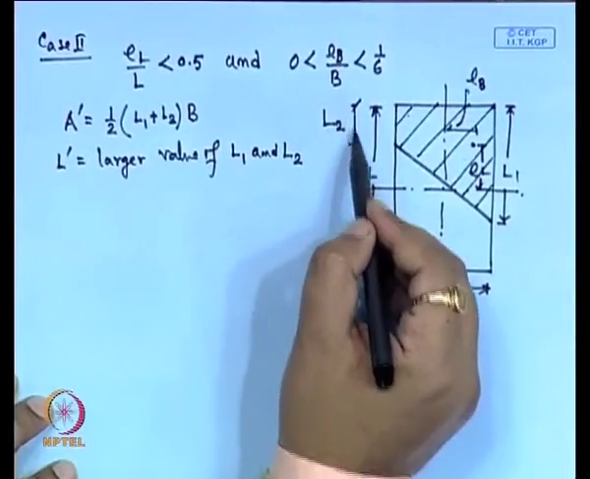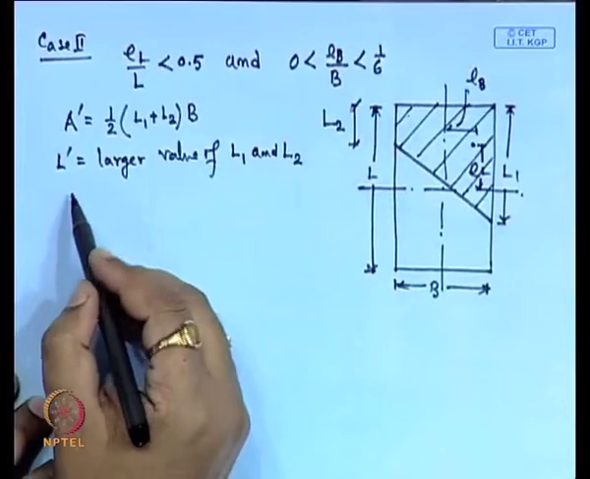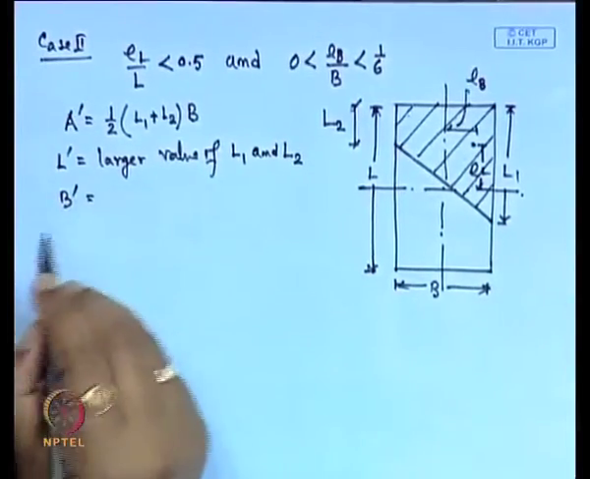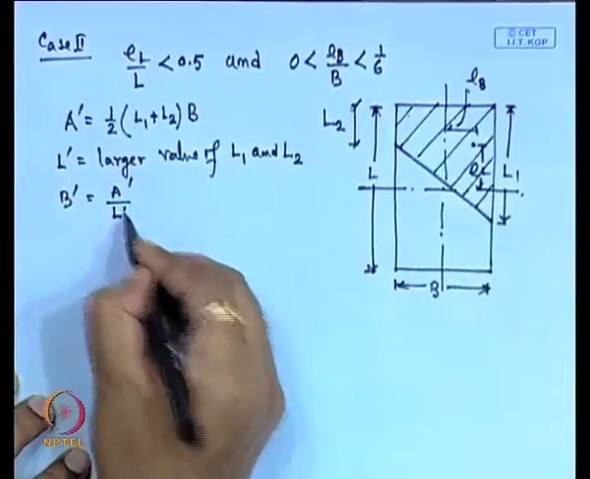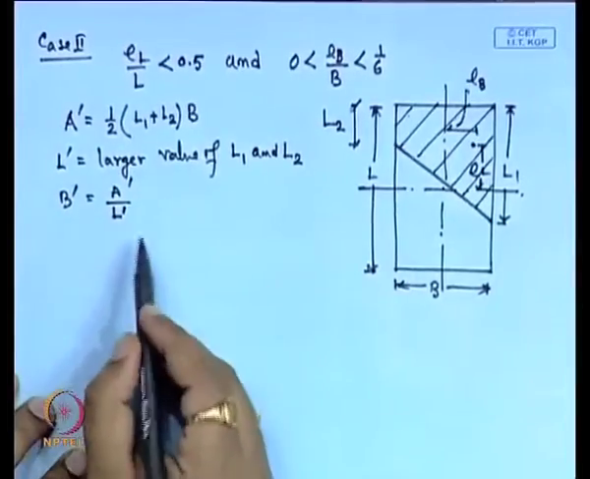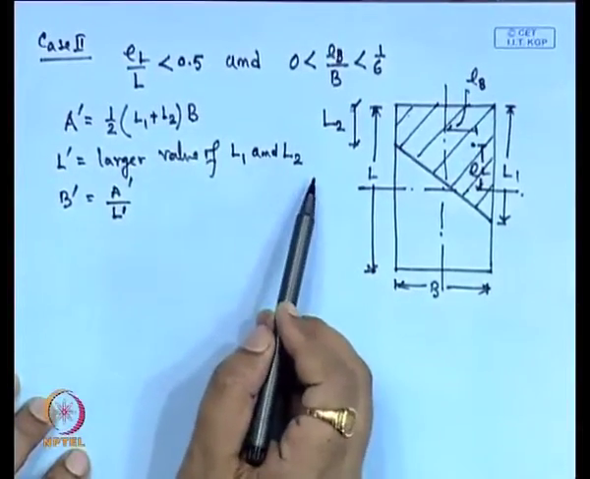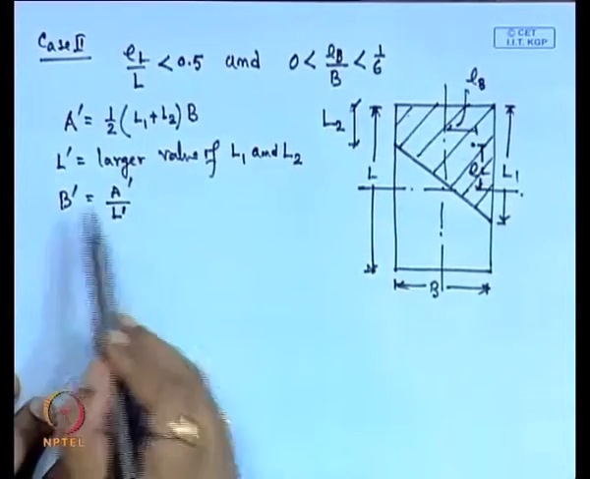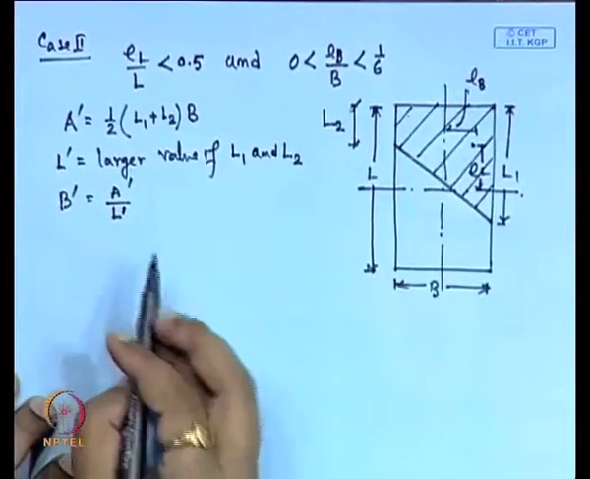So, about this L1 and L2, the larger value will give us the L dash, then similarly B dash we will get from A dash divided by L dash. So, once we get this L dash, which is the larger value of L1 and L2, whichever is larger, then we will get the B dash as A dash by L dash.